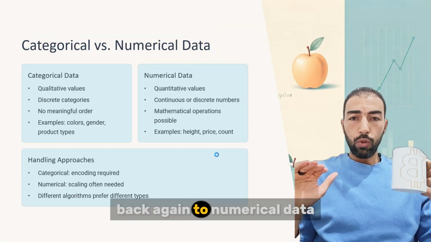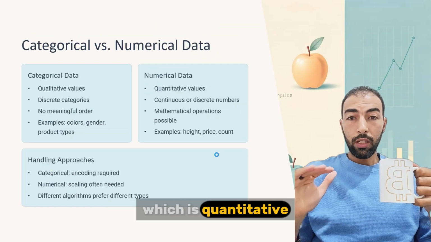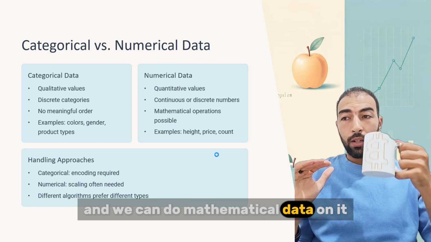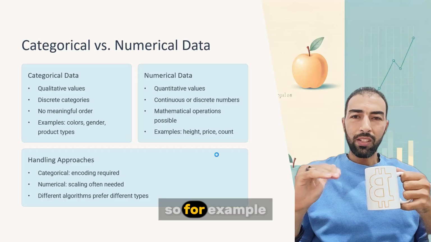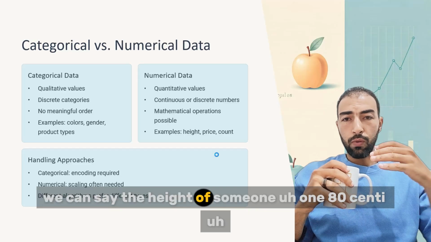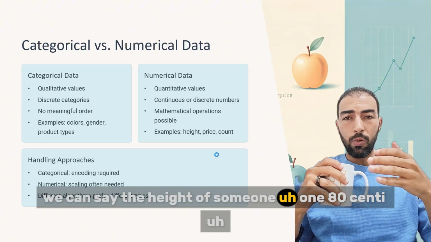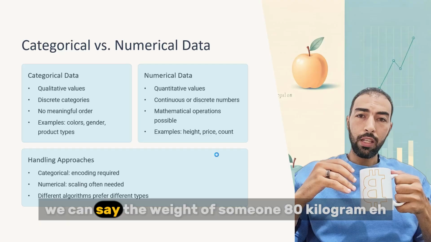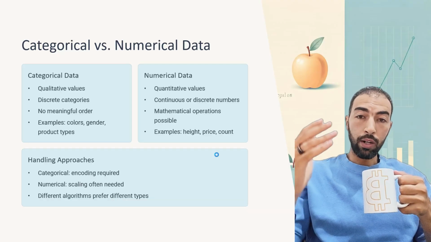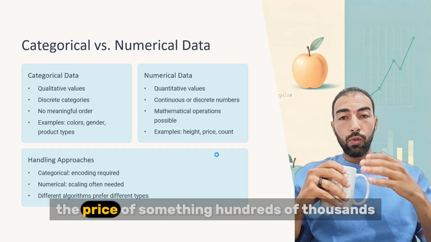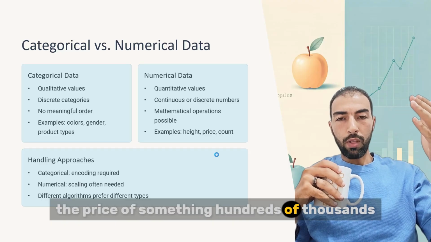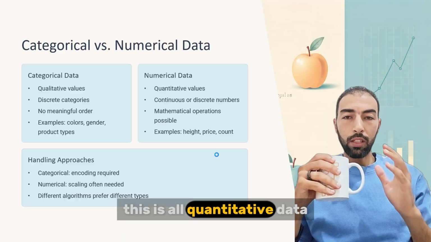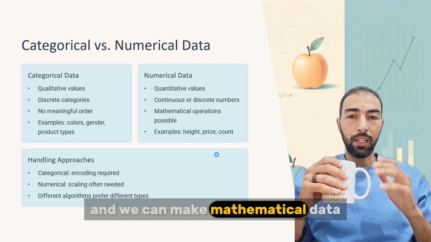Back again to numerical data, which is quantitative and we can do mathematical operations on it. So for example, we can say the height of someone, 180 cm. We can say the weight of someone, 80 kilograms. The price of something, hundreds of thousands. This is all quantitative data and we can apply mathematical operations.